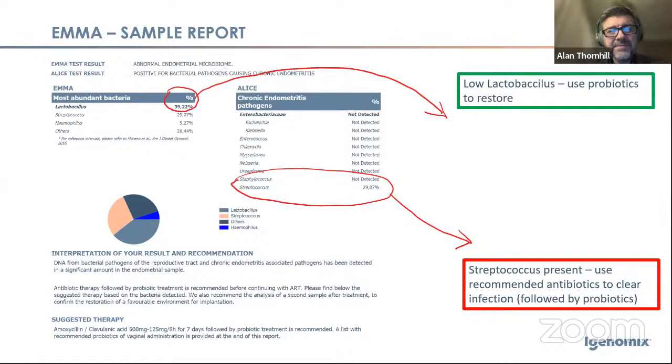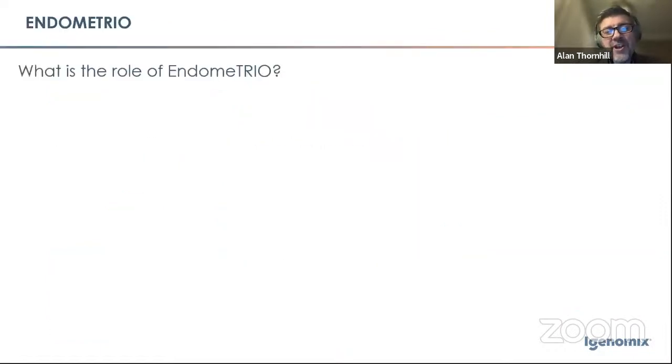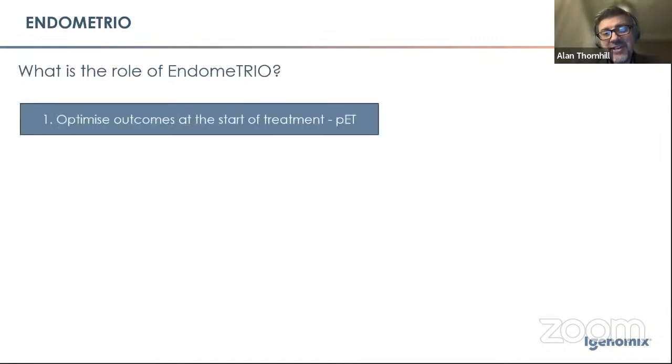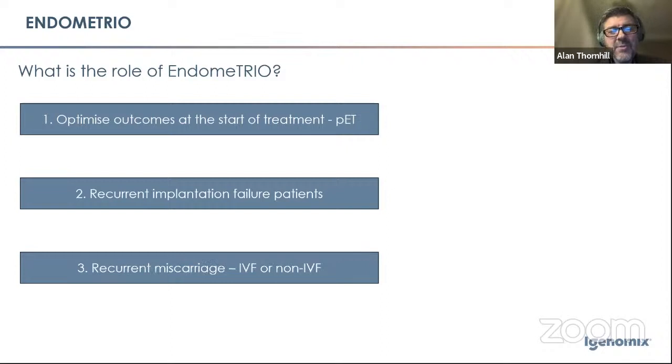Next slide, please. I think we're done actually, but yeah. So you're probably wondering why it's called TRIO. It's called TRIO because there are 3 tests, but it's also Endometrio in Spanish because our headquarters is in Spain, which means endometrium. So that's one of the reasons it's called Endometrio.